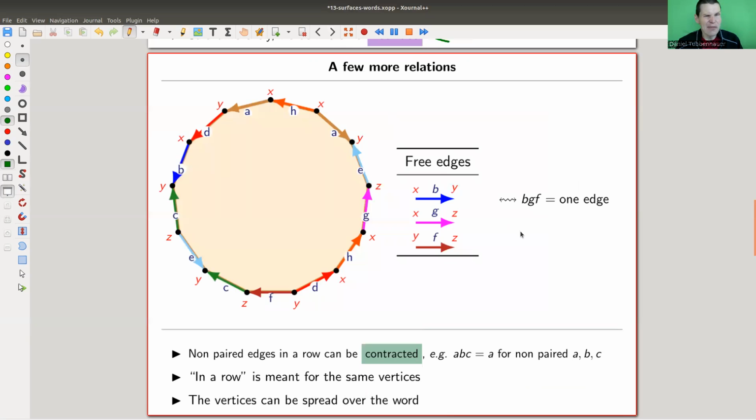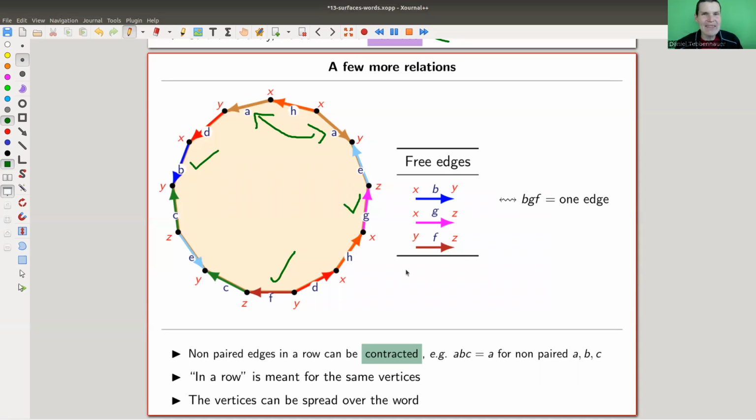Okay, and a few more relations appear here, and then I will give you a classification of surfaces in this way. So another relation, and that's a bit subtle, and if I do this in practice, I always get that wrong. It's not so bad, so let's see. The free edges, these are the edges that are not paired. In this picture, for example, A is paired, so there's an A and another A, H is paired and so on, but the free edges are B, F, and G. So they are just single edges.